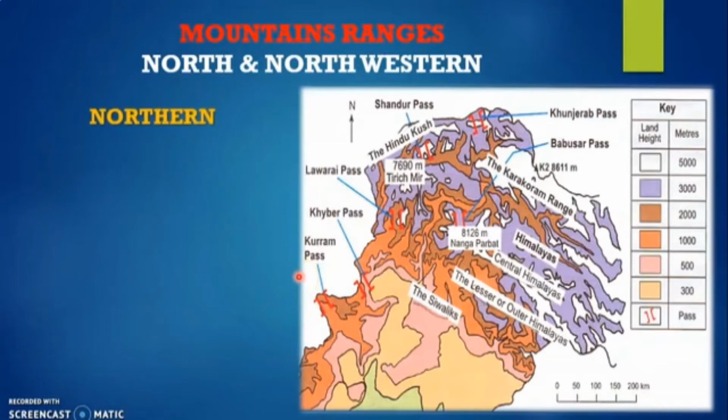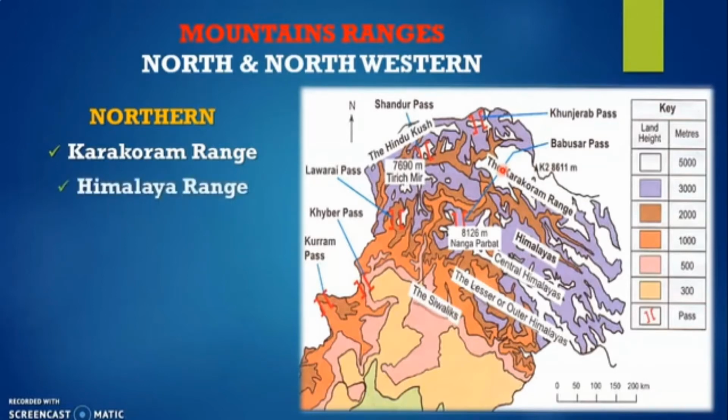If we talk about the northern mountain ranges, the Karakoram range, number one. This is the first location. Please identify these locations very carefully because you are bound to attempt these questions when they come in the paper. Labeling is something which has been asked. Number two, we have the Himalaya range. This is the complete Himalayas. It stretches until northern India as well.